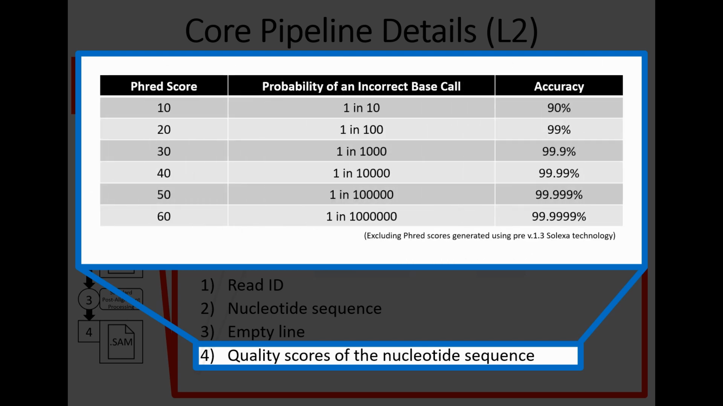The key take-home in regards to quality scores is the higher, the better. A Phred score of 10 indicates a 1 in 10 probability of an incorrect base call, or an accuracy of 90%. A Phred score of 20 indicates a 1 in 100 probability of an incorrect base call, or an accuracy of 99%. A Phred score of 30 indicates an accuracy of 99.9%, and so on. If you are really interested, there is a Phred score conversion table in the appendices video. Phred score conversion tables are also very easy to Google.